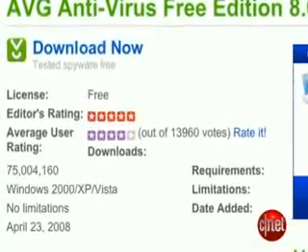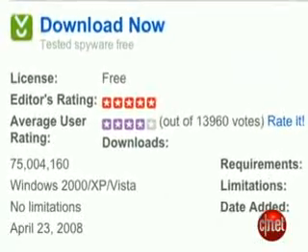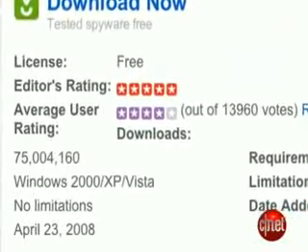But don't take it from me. Look at the behavior of other users. AVG Free has 75 million downloads from download.com. It's hard to conceive of 75 million anything, but experts tell me that's a heck of a lot of downloads.